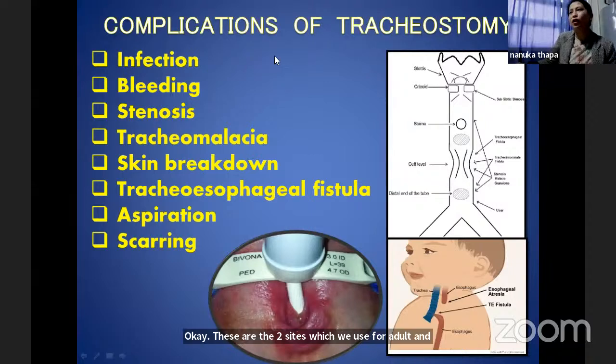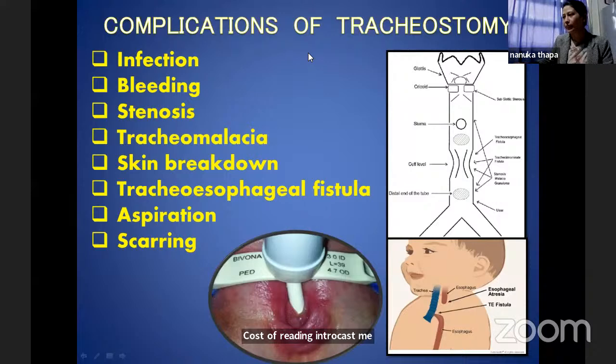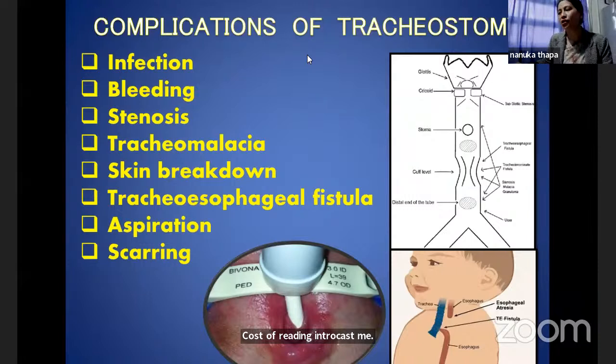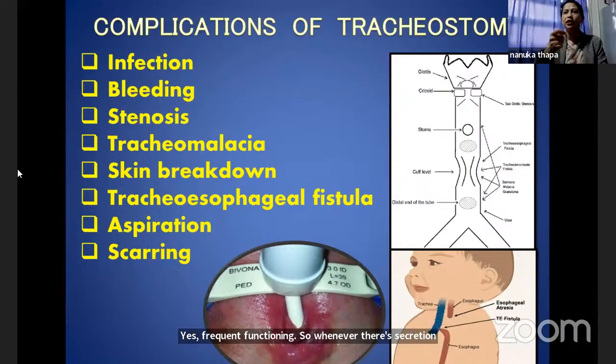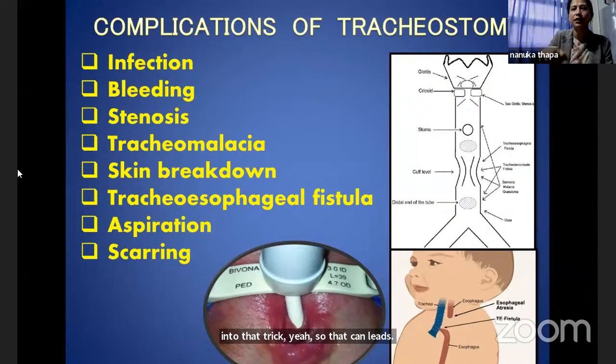And the complications for tracheostomy are mainly infections, okay? It can lead to infection at the site. It can lead to bleeding also. What is the main cause of bleeding in tracheostomy? Yes, frequent suctioning. So whenever there is secretion, we do the suctioning, right? So whenever we do frequent suctioning, we are putting an external object into the trachea. So if we do frequent suctioning, it can lead to bleeding, okay?